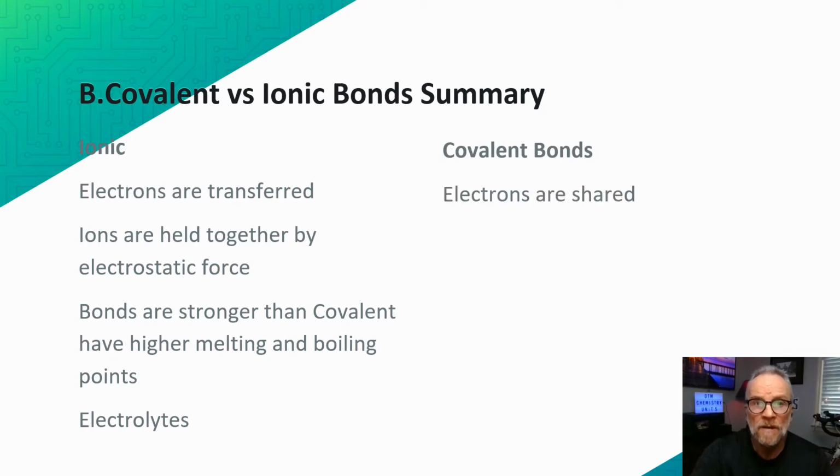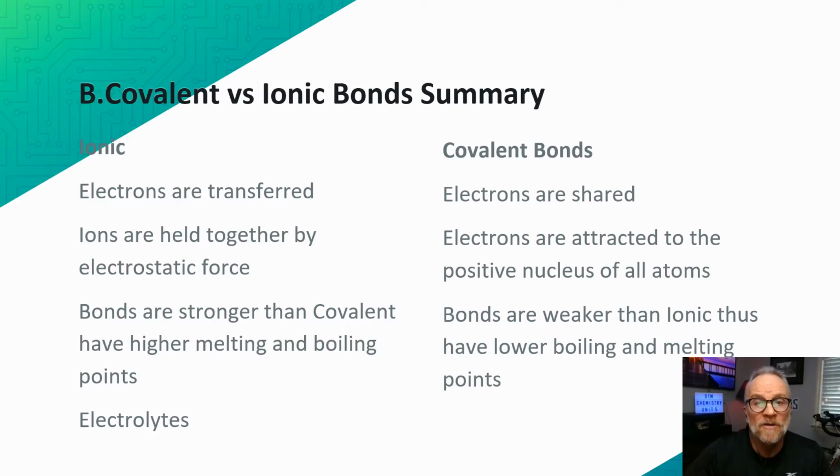Covalent bonds, on the other hand, the electrons are shared between the atoms, and these electrons can be shared either equally, which would be a nonpolar covalent bond, or they might be shared unequally, which would create a polar covalent bond. Electrons are attracted to the positive nucleus of all atoms, and you can think of these as having an electromagnetic force involved in the bonding, but the electrons are not transferred, they're just shared, and the electrons have an attraction to the nucleus of both atoms involved. Bonds are weaker than ionic, thus having lower melting and boiling points. And these are non-electrolytes. They don't dissociate in solution, and so therefore the solutions do not carry an electrical current when present.